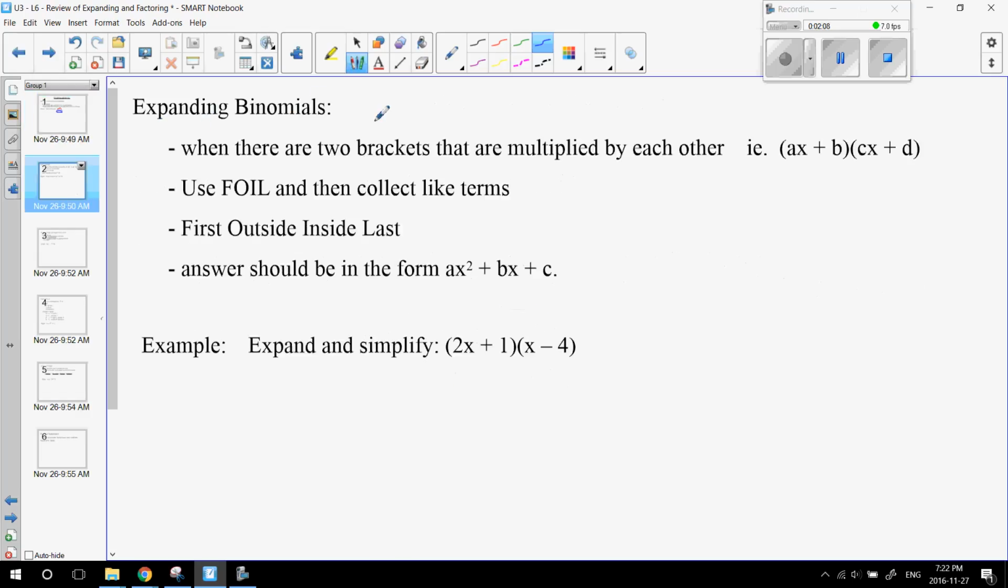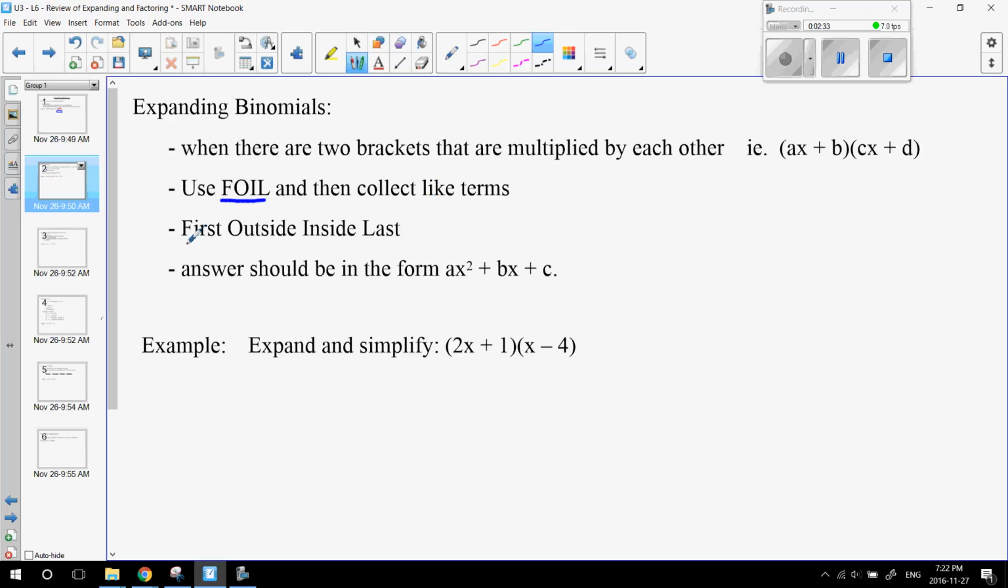The next type of expanding that we looked at was expanding binomials. This is when there are two brackets that are multiplied by each other. So something that looks like this, where we have some sort of number plus another number, and then in the second bracket, we have another two pieces inside those brackets. When we have two brackets multiplied by each other like that, that's when we used our FOIL. And then we collected any like terms.